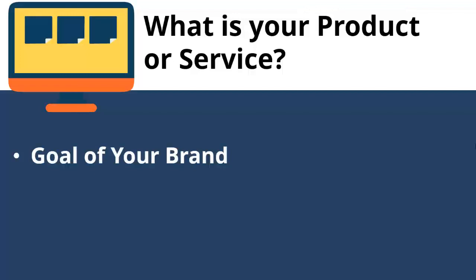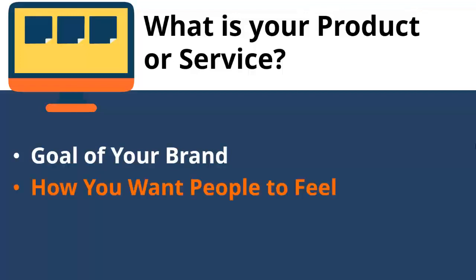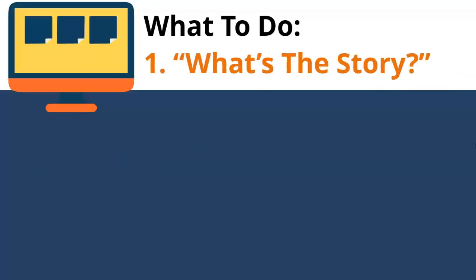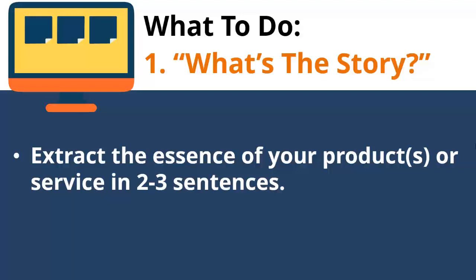So first things first, you want to figure out the goal of your brand and how you want people to feel. And I'm going to walk you through this exercise that will help you get a better picture of what that looks like. So first things first, what we want to do is figure out what's the story. What's the story of your product or service and ultimately your brand? So what I want you to do in this specific exercise is to extract the essence of your product or service in 2 to 3 sentences.